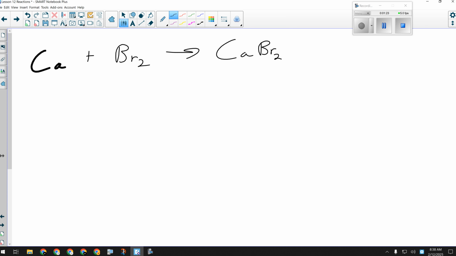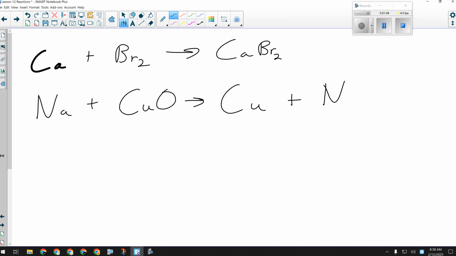Is this reaction balanced? Yeah, it is. There's 1 calcium on each side, there's 2 bromines on each side. That one worked out pretty easy. Okay, what about this one? What reaction type would that be from yesterday? Single replacement, yeah, single replacement.